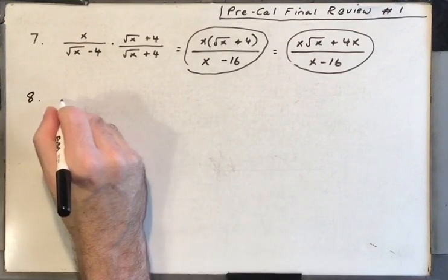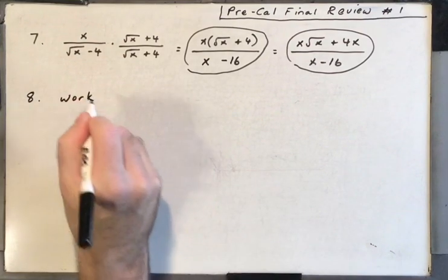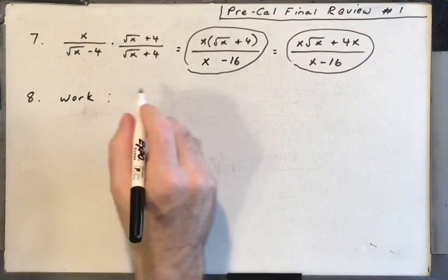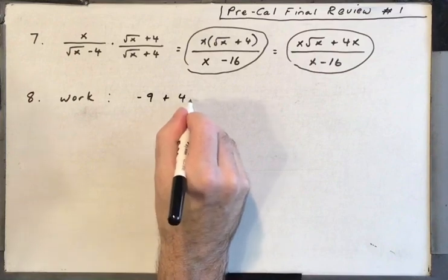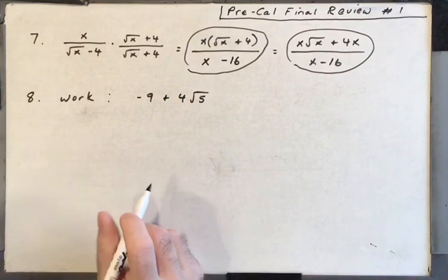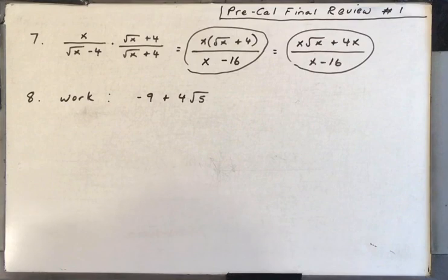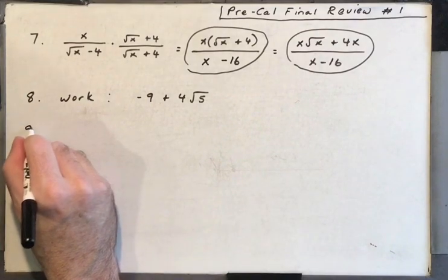Number 8, I want you to work on your own. The answer is negative 9 plus 4 times the square root of 5. All right, so give that one a try. Okay, number 9, turn the page.